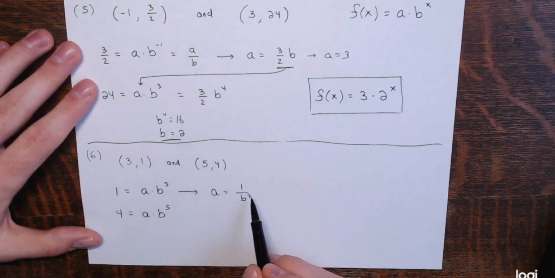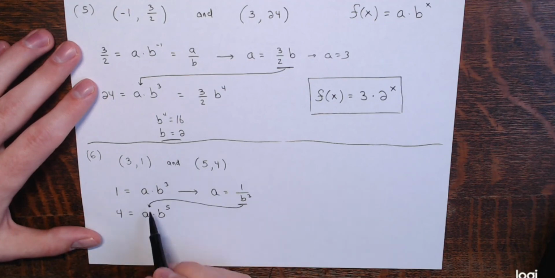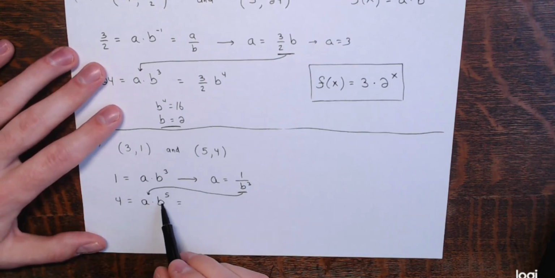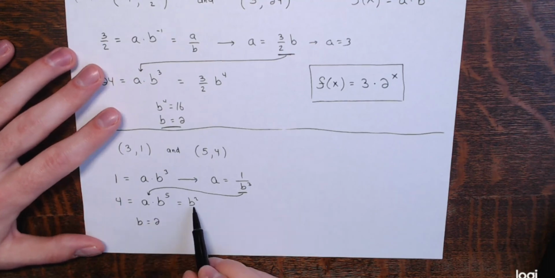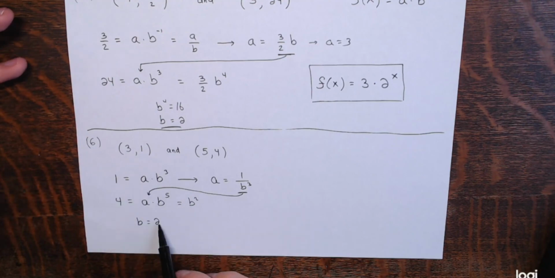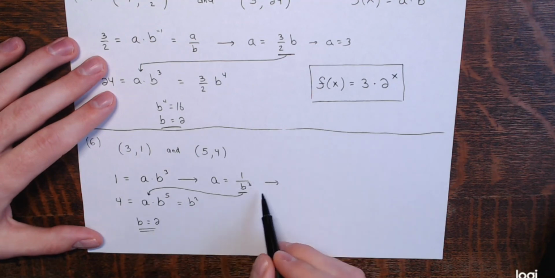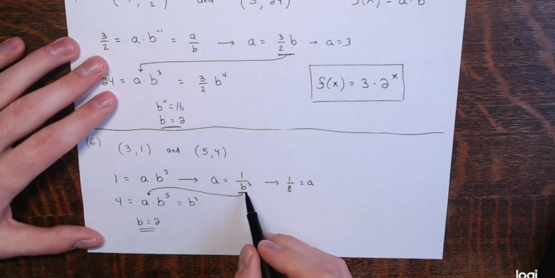Dividing both sides by b cubed, and then substitute this in for a in the second equation. 1 over b cubed times b to the fifth would just be b squared. So b is 2. And again, it could be positive 2 or negative 2, but we want the bases to be positive. I know negative 2 squared is also 4, but positive 2 is the one we're looking for. So b is positive 2, and then plugging that back in here means a is 1/8. All right, 1 over 2 cubed.